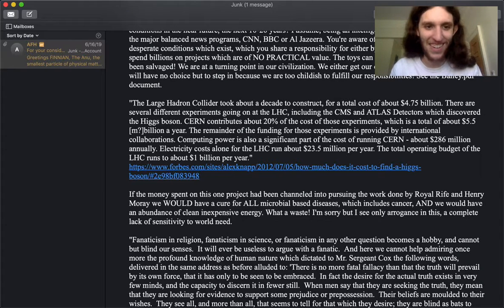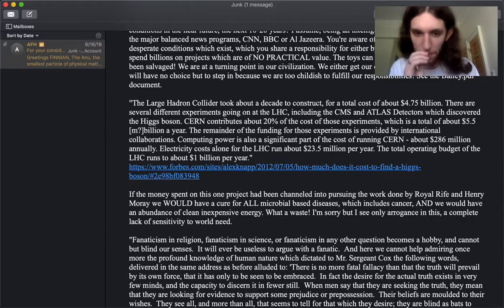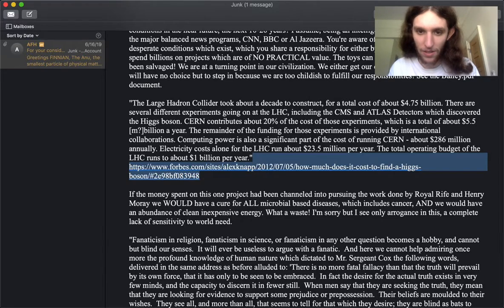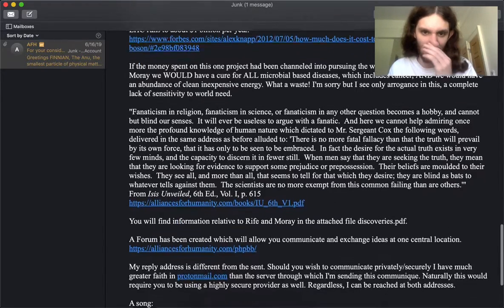Here we are, we're at CERN now. I wonder if I should be getting paid for this as research. "The Large Hadron Collider took about a decade to construct for a total cost of..." Do I need to read through this? This is just talking about the Higgs boson, according to this URL. I'm going to skip this paragraph.